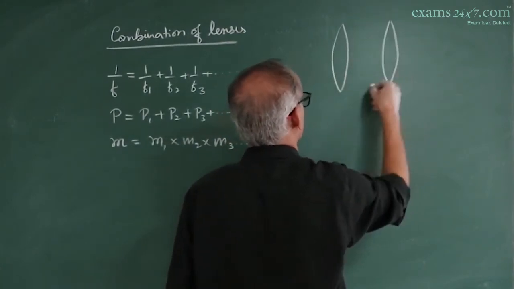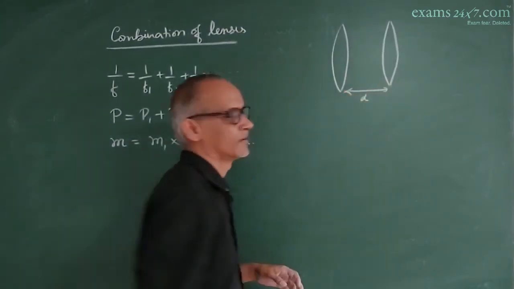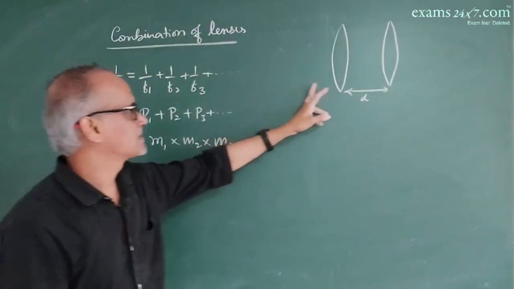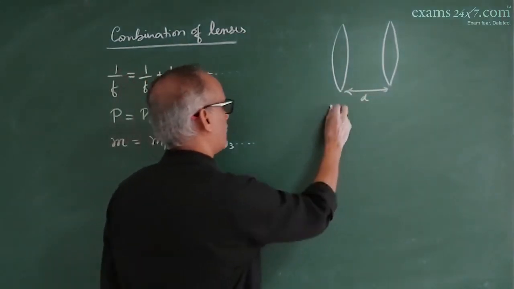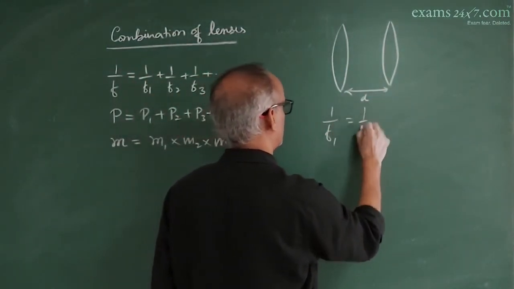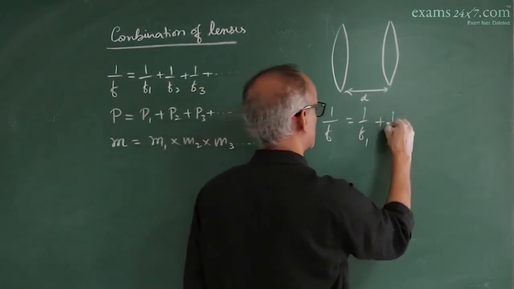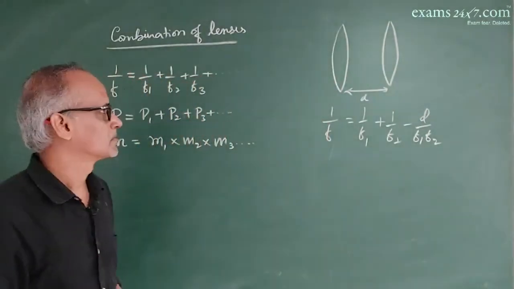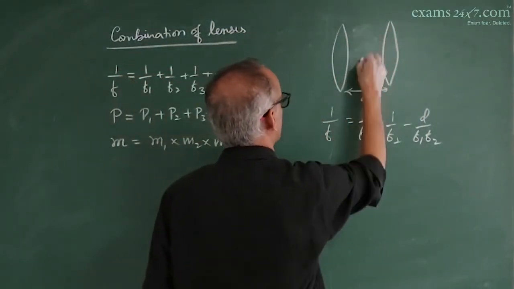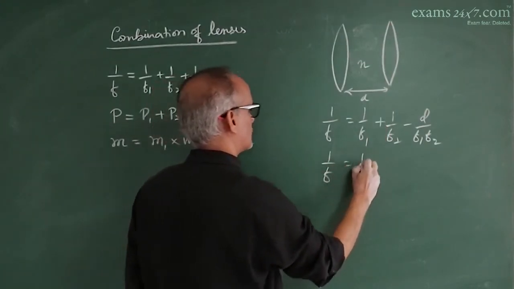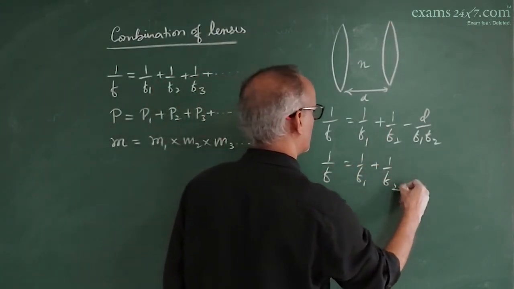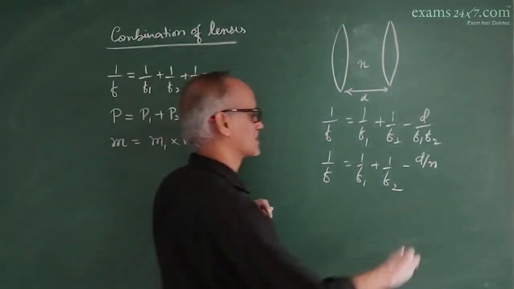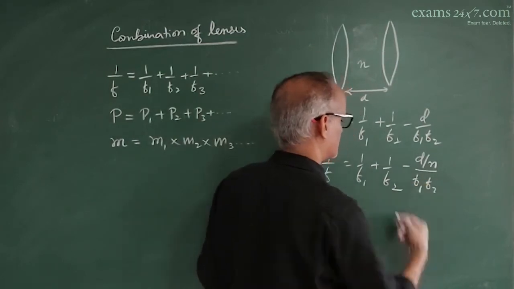separated by a certain distance d apart, when we write this equation, we assume the lenses are in contact. Suppose the lenses are a distance d apart, then the reciprocal of the focal length, 1 by f, is equal to 1 by f1 plus 1 by f2 minus d by f1 into f2. Suppose there is some medium in between having refractive index n, then we can write 1 by f is equal to 1 by f1 plus 1 by f2 minus d by n, where n is the refractive index of the medium between the two lenses, divided by f1 into f2.